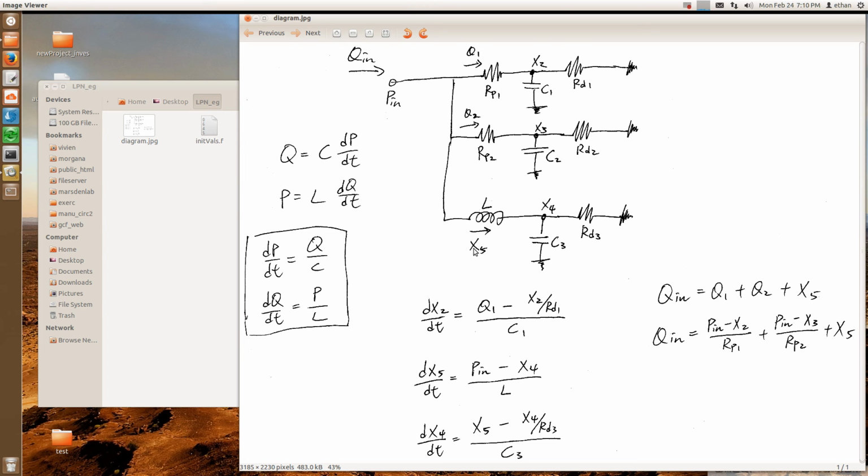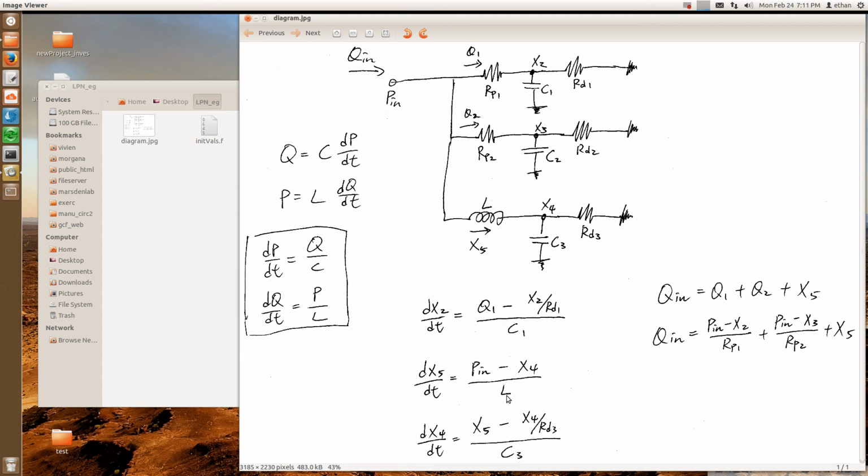So that's the variable 5 that we're looking at. For the inductor, we want to set up this equation where the change in flow in time is equal to the pressure drop across the inductor divided by the inductance. So x5 here, this variable, is the flow. That's how we defined it, the flow through the inductor. And so the change in flow, dx5 over dt, is equal to this expression.